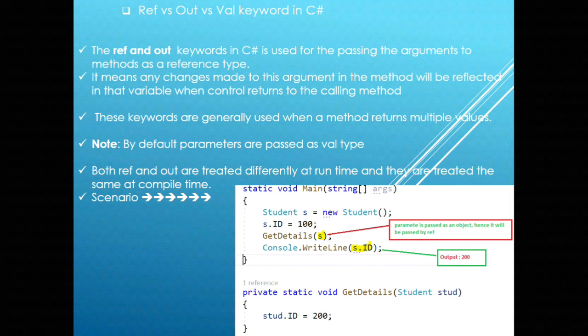Make a note that by default, parameters are passed as a val type. In order to pass a reference type or out type parameter, you have to explicitly specify the ref and out keyword in the function. Both ref and out are treated differently at runtime, but they are treated the same at compile time. Let's see that in practice.